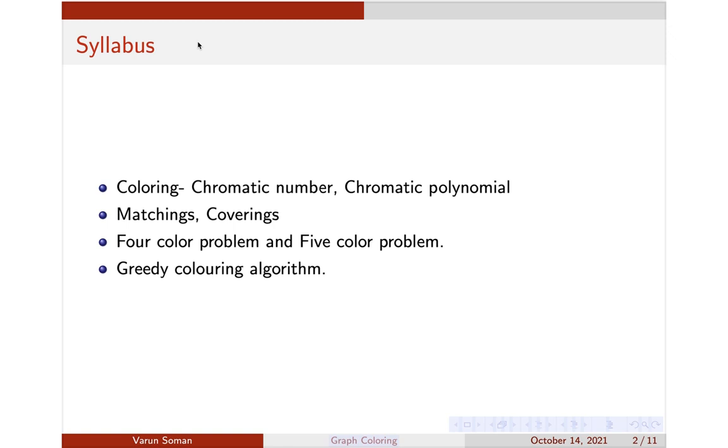So let's suppose you have a graph G like this. A coloring problem basically means coloring all the vertices in such a way that no two vertices have the same color. Suppose I give a color, maybe red, here. I cannot give red here, I can give blue, maybe I'll give some green here or yellow here. So coloring all the vertices in a graph in such a way that no two adjacent vertices have the same color is called a coloring problem.